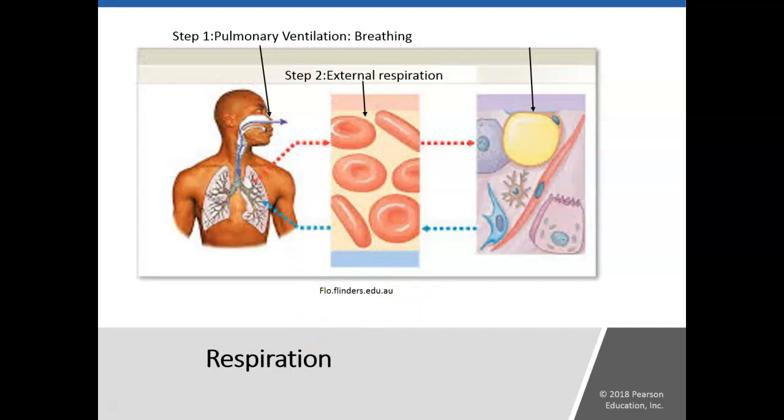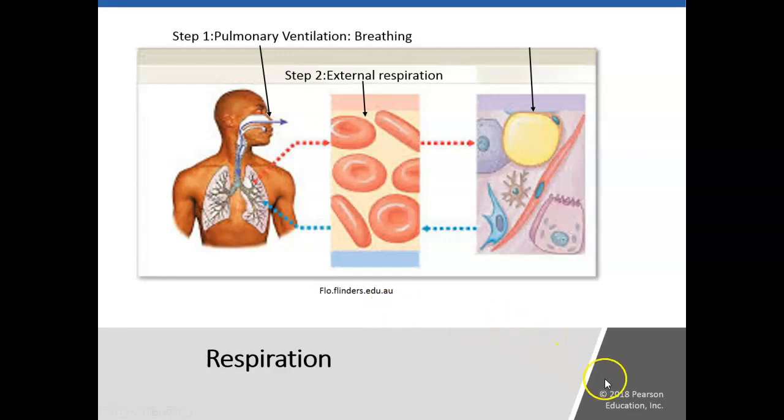The second step is external respiration. So this is where we exchange the oxygen that's found in our lungs with the carbon dioxide that's found in our blood. So there's more oxygen in our lungs, so oxygen diffuses down its concentration gradient into our blood. There's more carbon dioxide in the blood, so carbon dioxide diffuses down its concentration gradient and moves into our lungs.